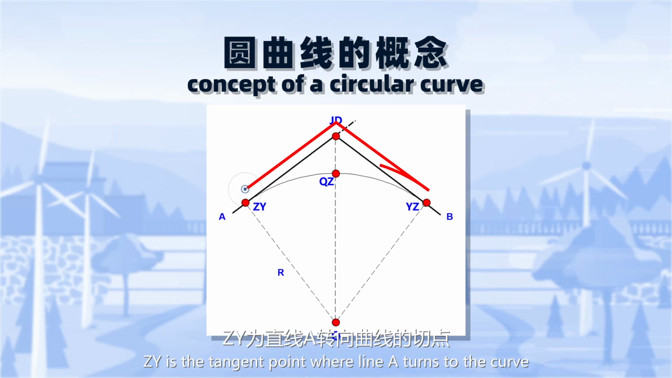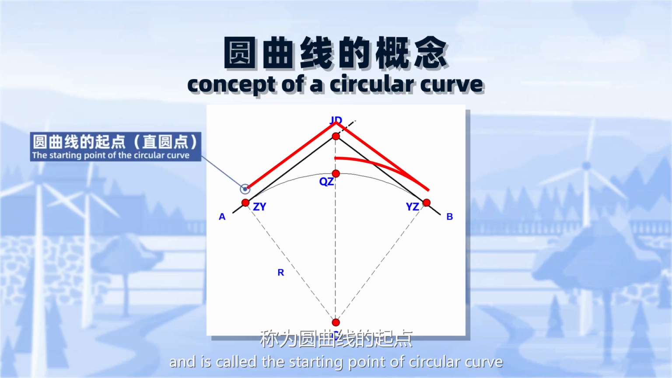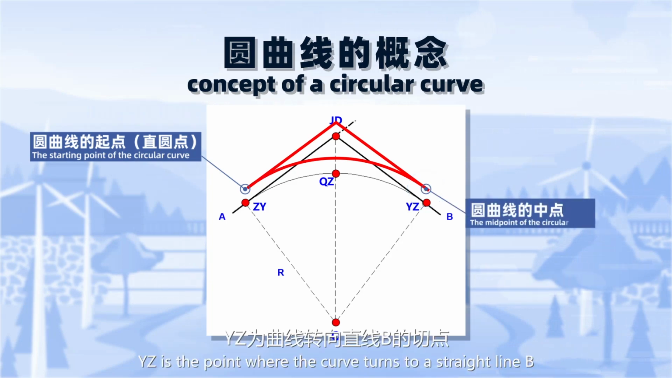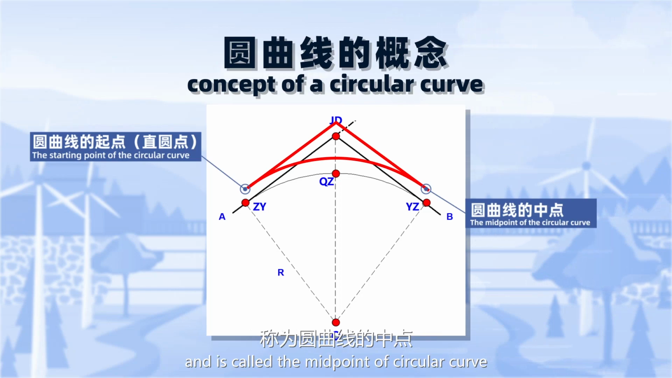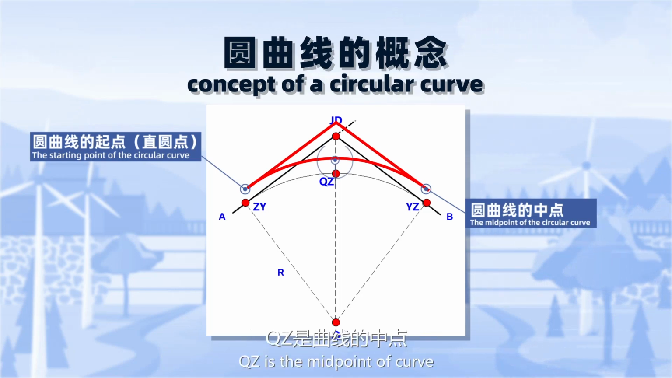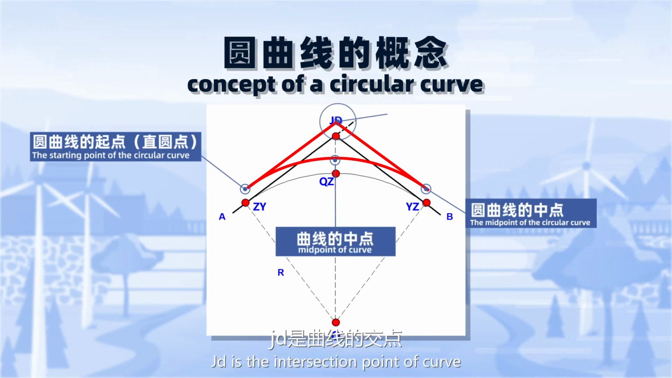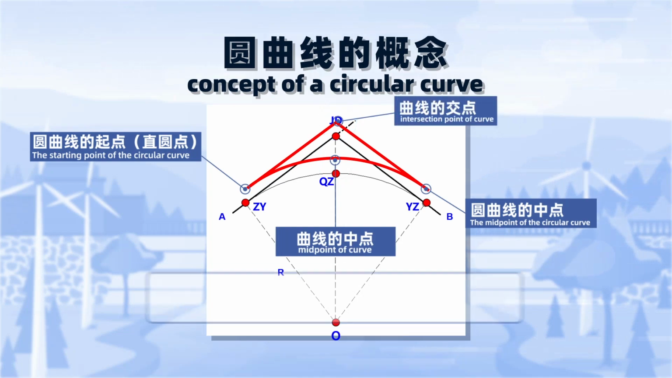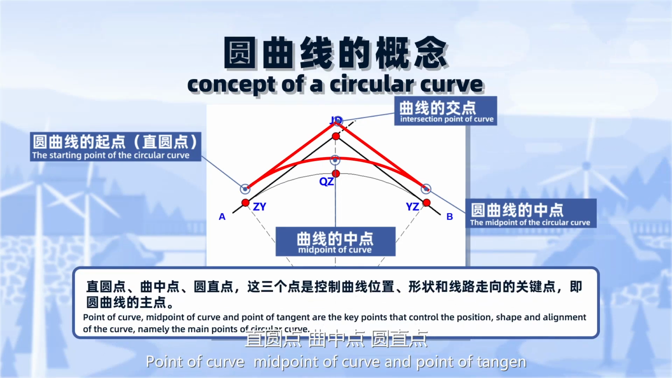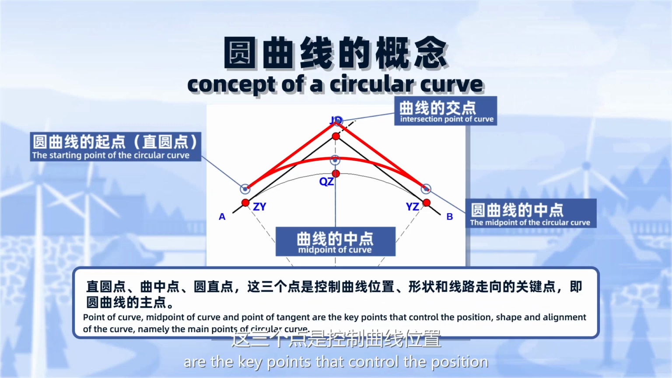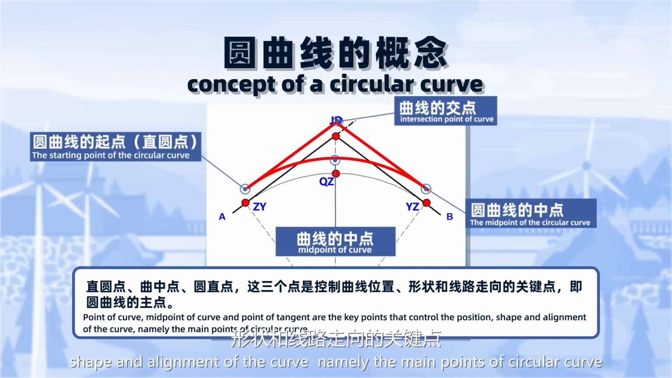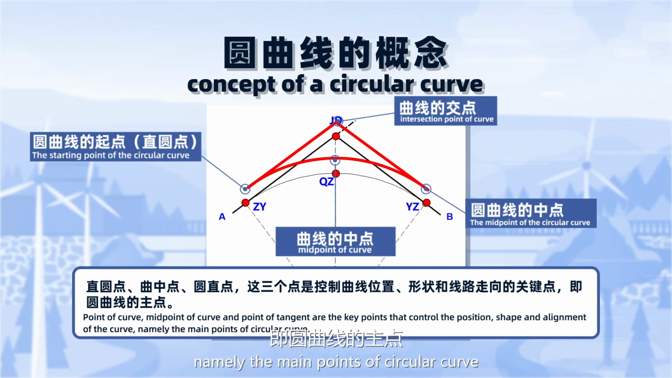ZY is the tangent point where line A turns to the curve, and is called the starting point of the circular curve. YZ is the point where the curve turns to straight line B, and is called the end point of the circular curve. QZ is the midpoint of the curve, JD is the intersection point of the curve. The point of curve, midpoint of curve and point of tangent are the key points that control the position, shape and alignment of the curve, namely the main points of the circular curve.